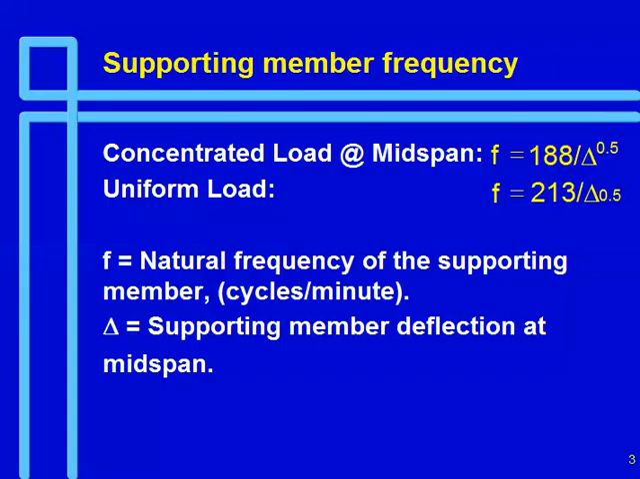Here's the other two sets of equations in the whole lecture. And it's just to get the member frequency. This just comes out of a textbook. For a concentrated load at midspan, the natural frequency is 188 over the square root of the deflection. And for uniform load, it's 213 over the square root of the deflection. And this is unlike most things we deal with in vibration. These are in cycles per minute, not cycles per second. So you got to remember that. But those are kind of handy equations.